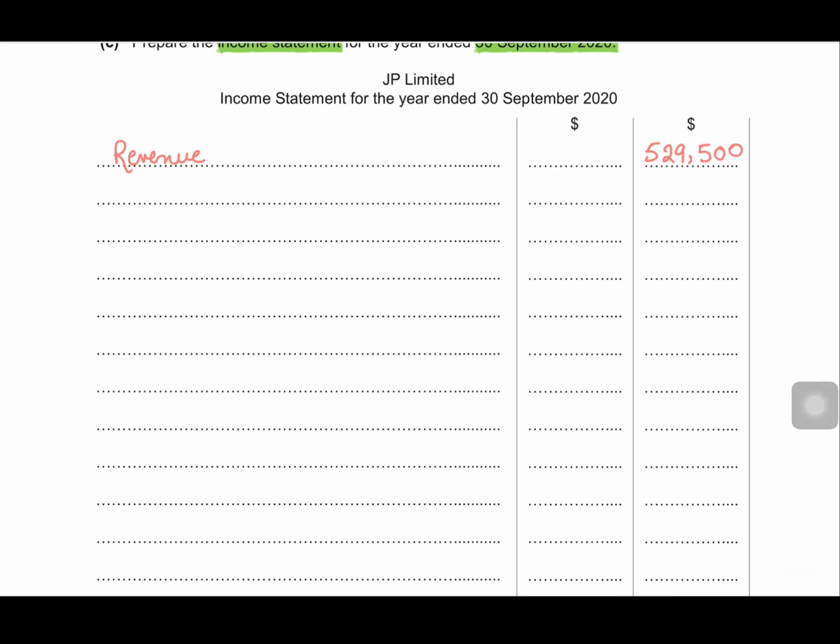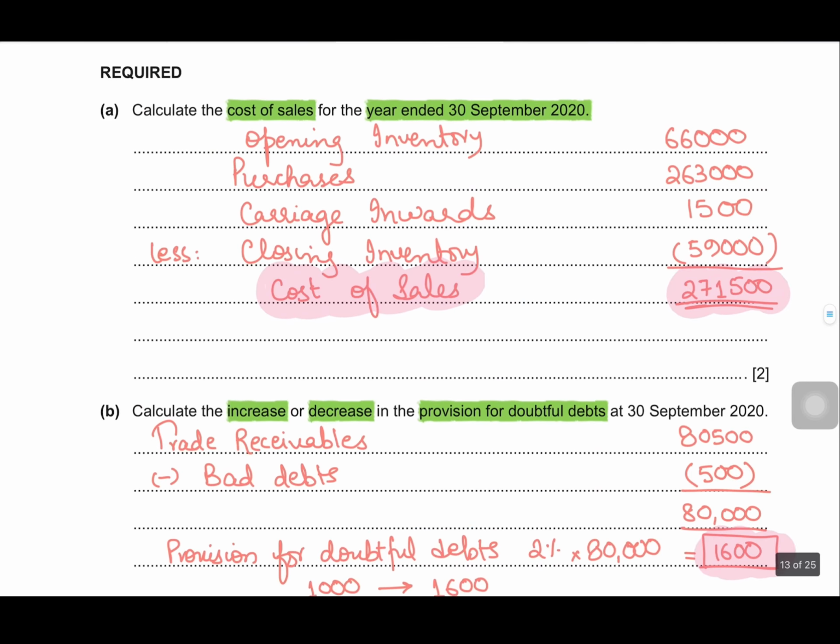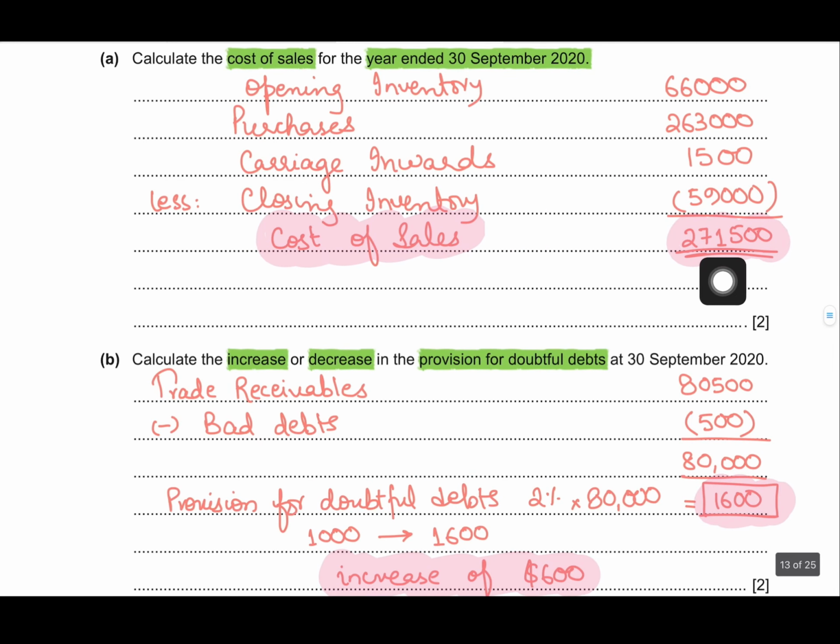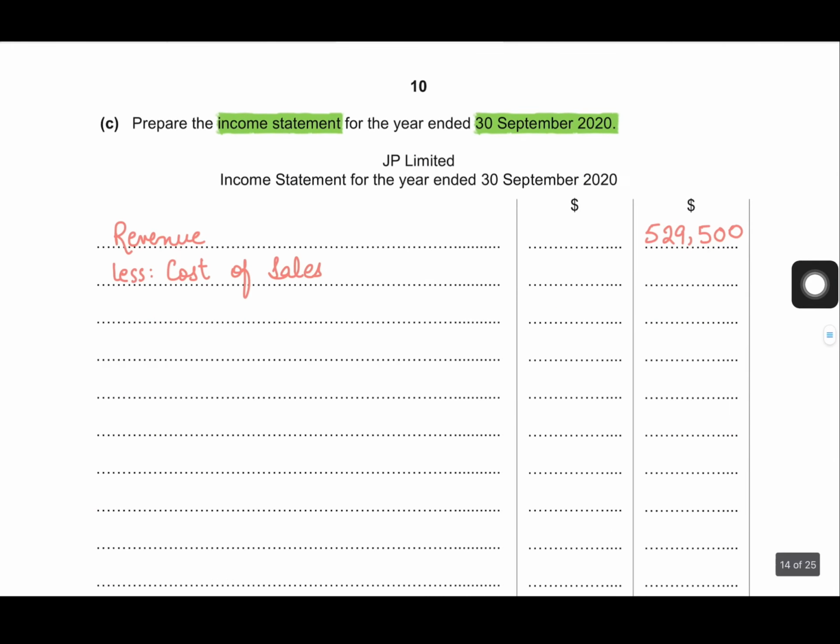Then we subtract the cost of sales, right? So you remember in part A, we have already calculated cost of sales, so you don't have to do the calculation again. You just take that same figure, and that was $271,500. So less $271,500 from the revenue, and then we'll have our which figure? The gross profit, and that is $258,000. This is the gross profit.